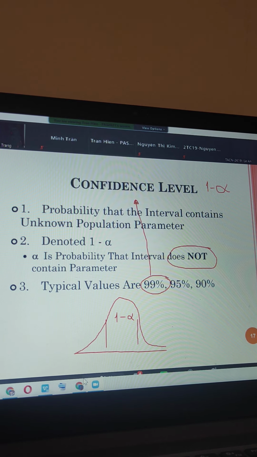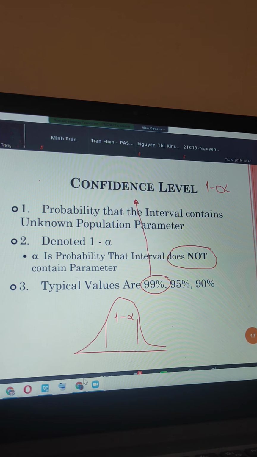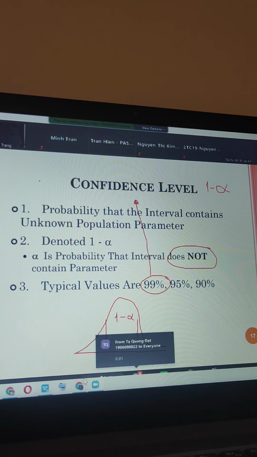Class, when the confidence level is 99%, what is the value for alpha? Tu Hương, it is not the correct answer. Okay, yes, it is 1%, right? Or 0.01, okay?